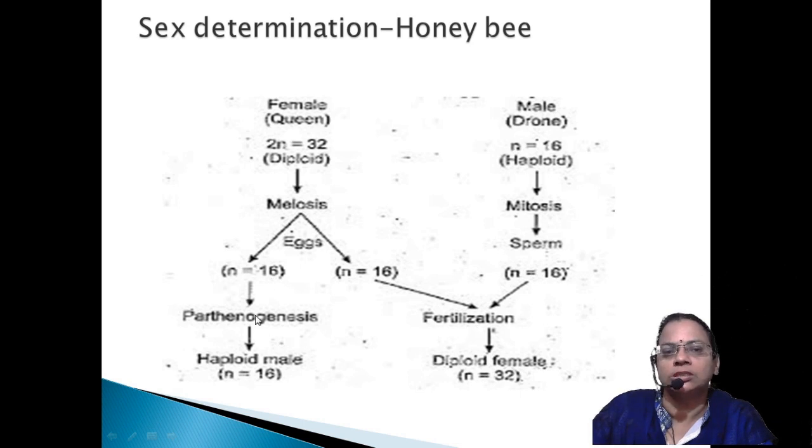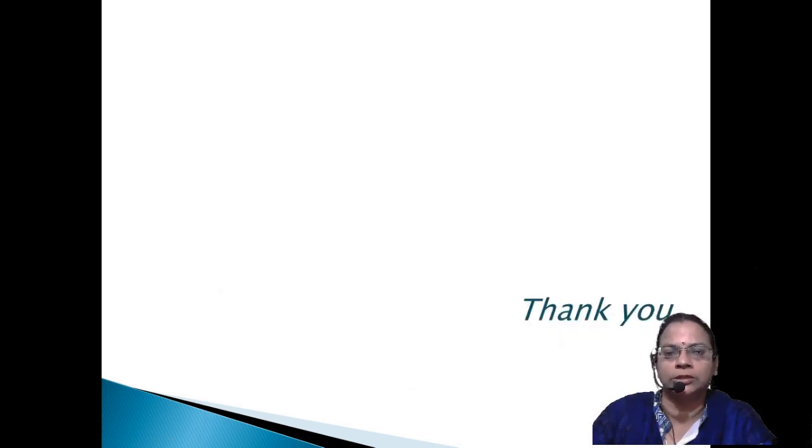So here it is haploid and here it is diploid. Hence that type of sex determination is called haplodiploidy. This diagram also copy into your notebook. With the help of this you can explain it.